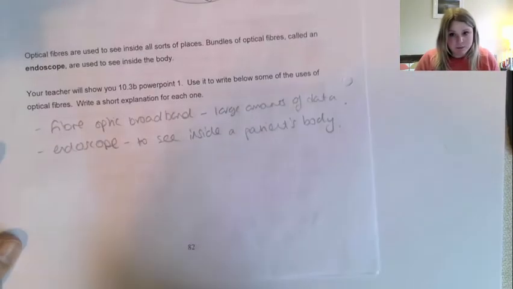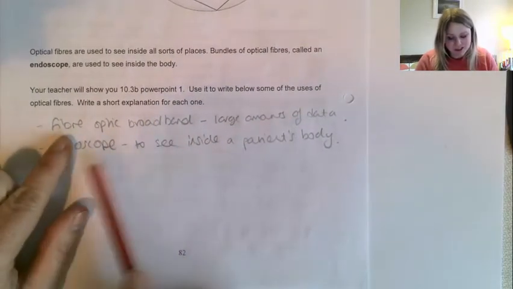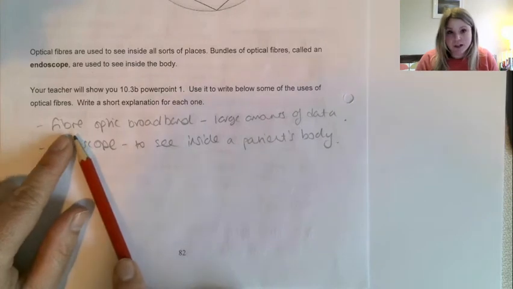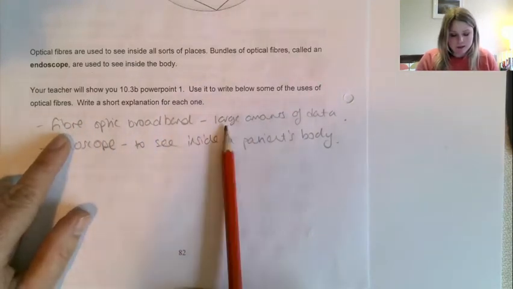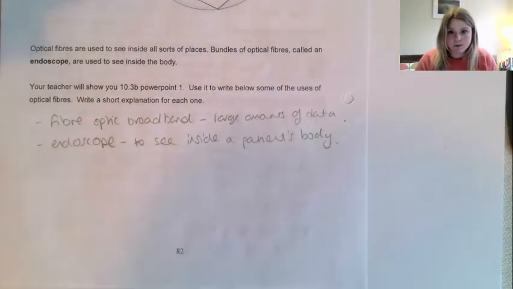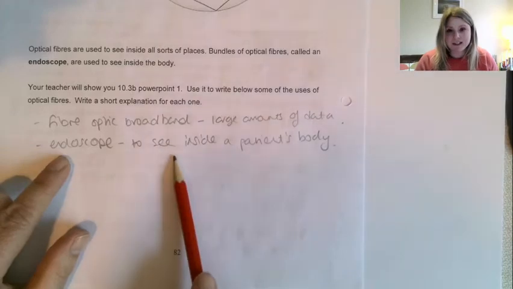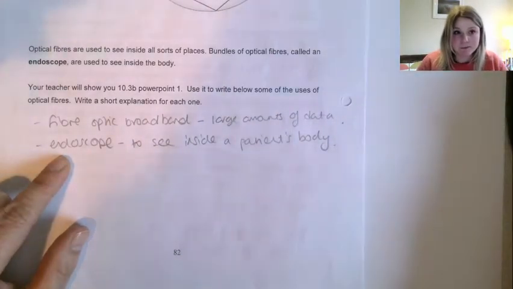Now, I must admit, I haven't really written much of an explanation here, so a short explanation for each one. Uses of optical fibers, these are the two big ones. Fiber optic broadband, which means we're able to transfer large amounts of data relatively quickly, and the endoscope, and that's to see inside a patient's body easily without having to cut them open.